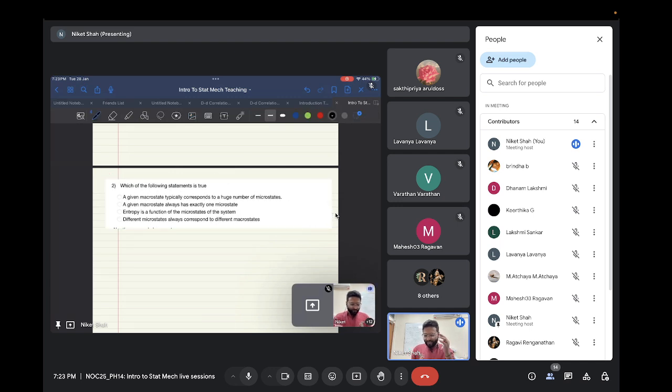Which of the following statements is true? A given macrostate typically corresponds to a huge number of microstates. A given macrostate always has exactly one microstate. Entropy is a function of the microstates of the system, and different microstates always correspond to different macrostates. So tell me which of the following statements are true.